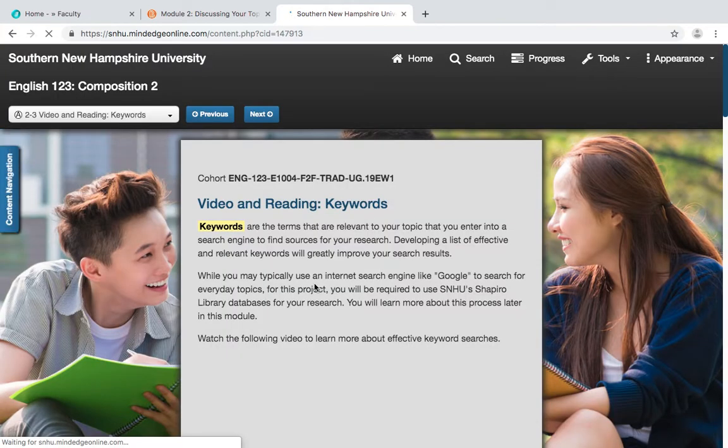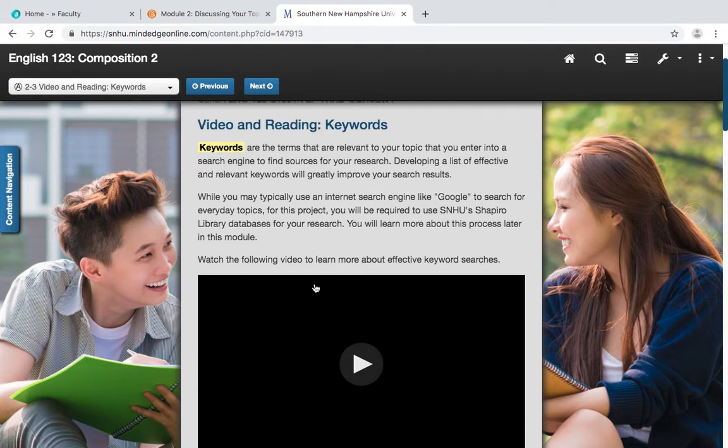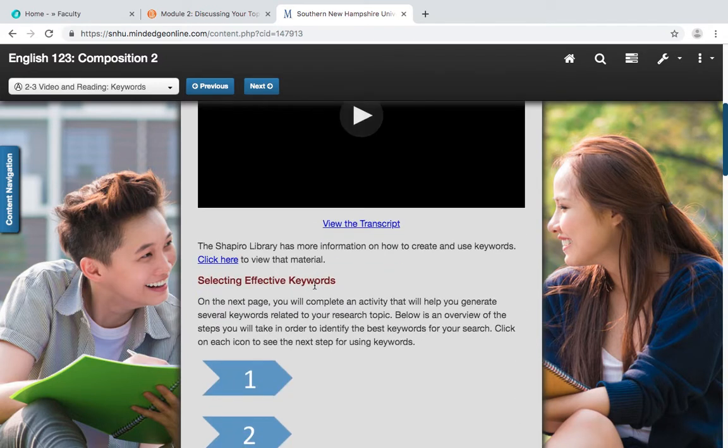All right. Voice and reading keywords. Keywords are the terms that are relevant to your topic. I'm pretty confident that you have worked with keywords, whether it was in high school or another college course, maybe even in middle school. Keywords are the words you put in to get results. And so this talks about how Google will look at your keywords, for example, and it gives you some pointers on ideal ways to go about formulating your keywords, typing them in, stuff like that.